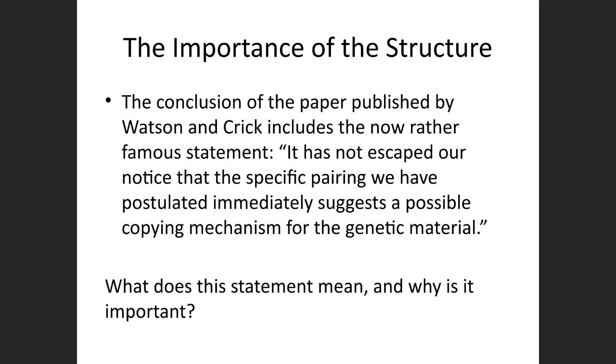So we've talked about this structure. The A's pair with T's, the G's pair with C's, and it's in this double helix. At the end of the paper that Watson and Crick wrote, this groundbreaking paper on the structure of DNA and their discovery, they state: "It has not escaped our notice that the specific pairing we've postulated immediately suggests a possible copying mechanism for genetic material." Their hypothesis was that A pairs with T and G pairs with C always, to form these two chains.